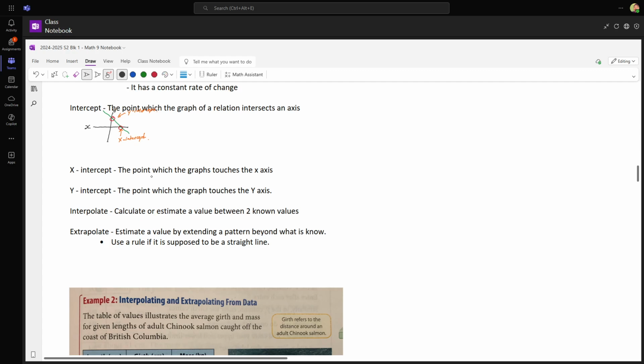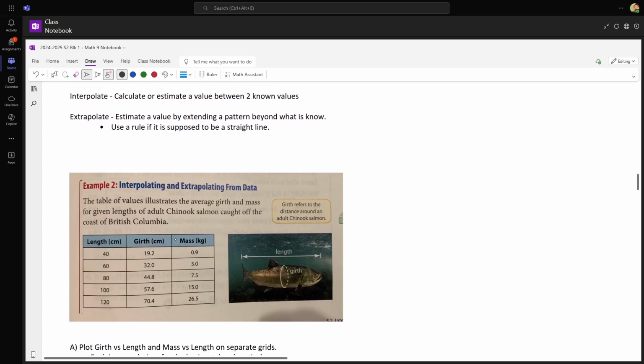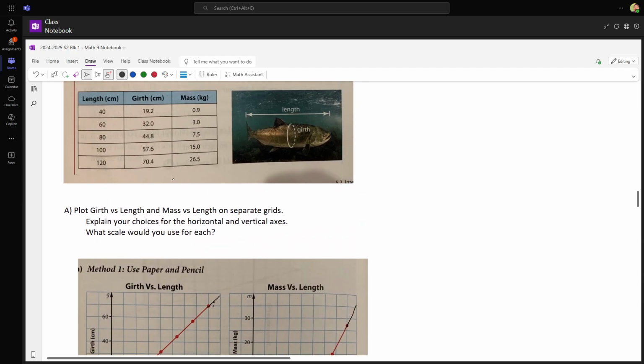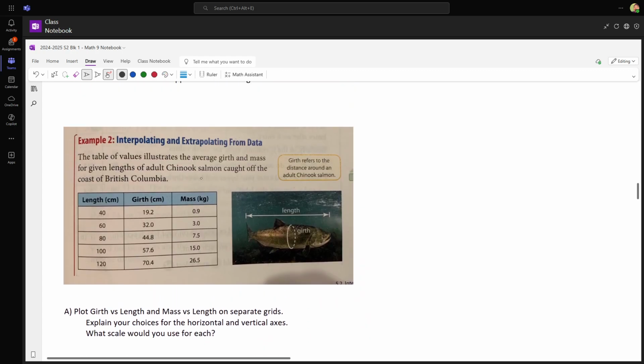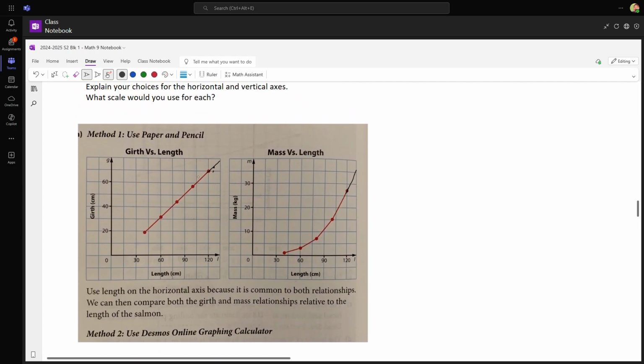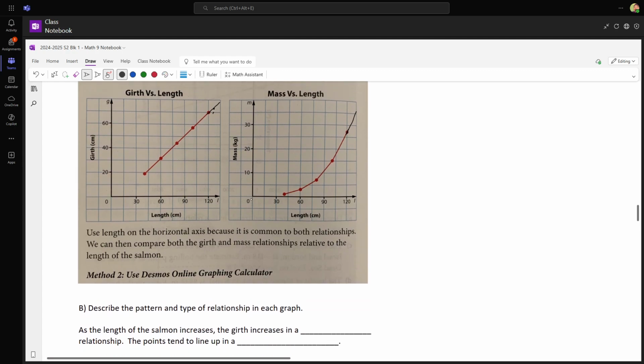Now, we already defined this: to estimate the value, extrapolate, draw beyond. Now we're going to go through this problem and we're going to work on this. So let's see. We're just interpolating and extrapolating from data. We have these values and then we're plotting. It's plotted for us, so we don't have to worry about that, but we are extrapolating a little bit here.